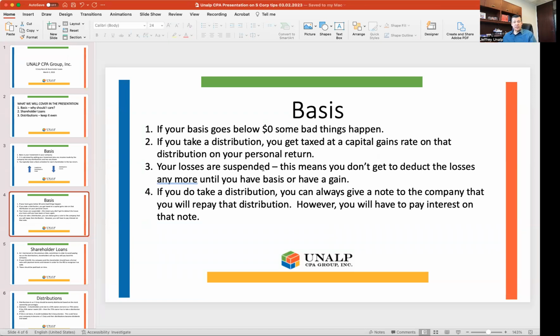Your losses get suspended. So if, let's say, you have zero basis and your portion of the company's loss is $10,000, you can't take that on your personal return. It's a suspended loss, and you will see that on your basis schedule. If you do take a distribution, you can always give a note to the company that you will repay that distribution. However, you have to pay interest on that note. So with that, let's go to shareholder loans.